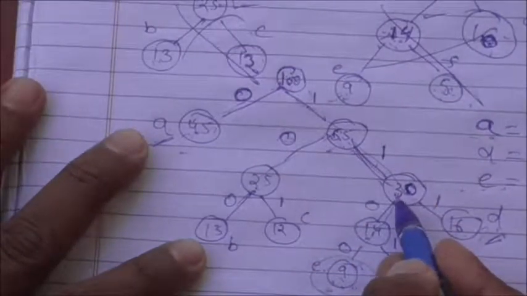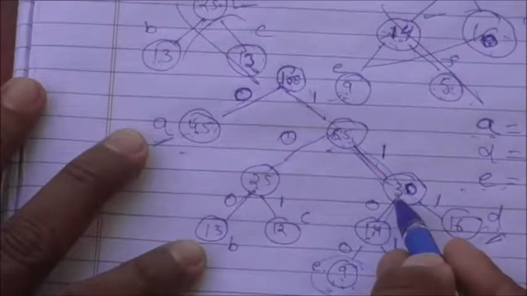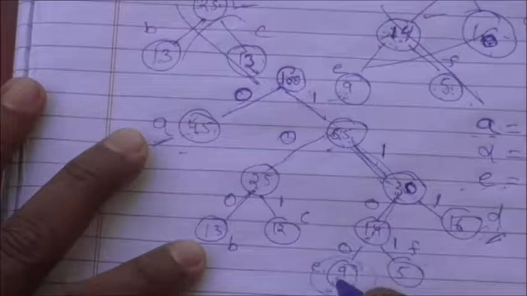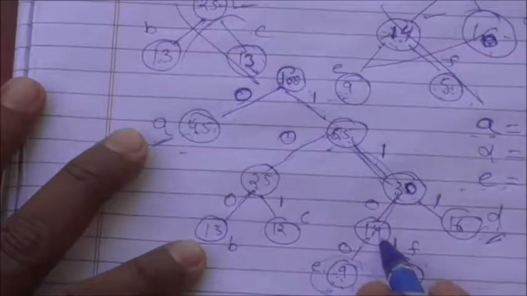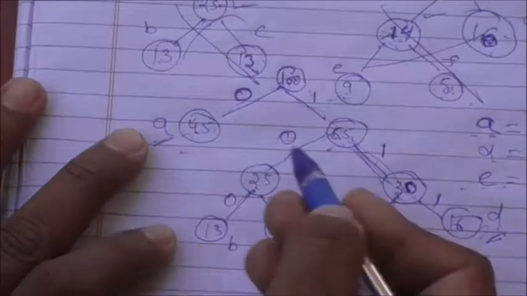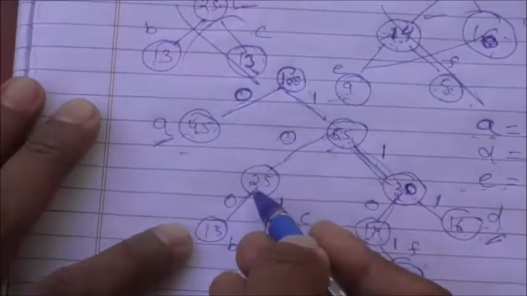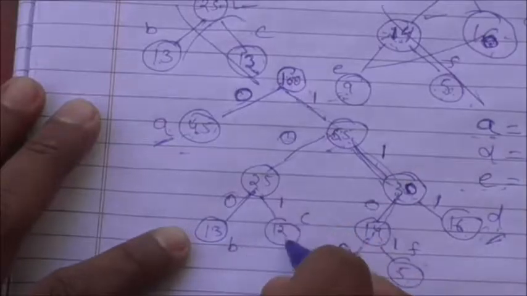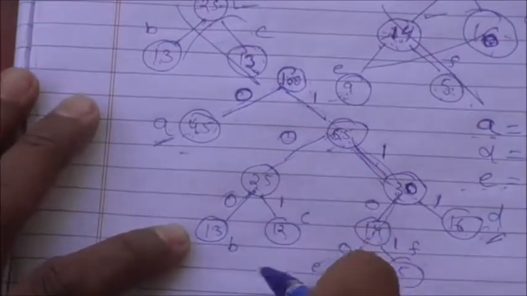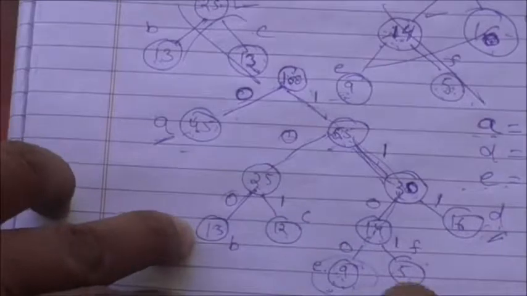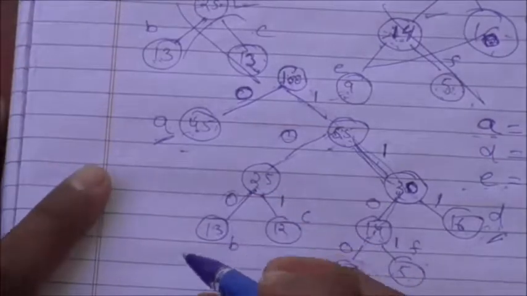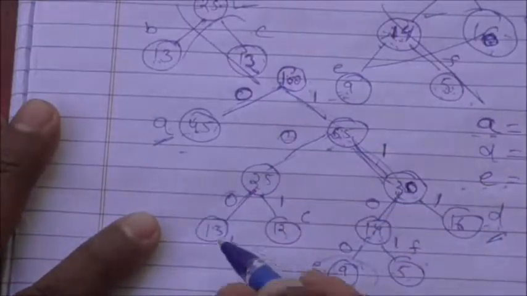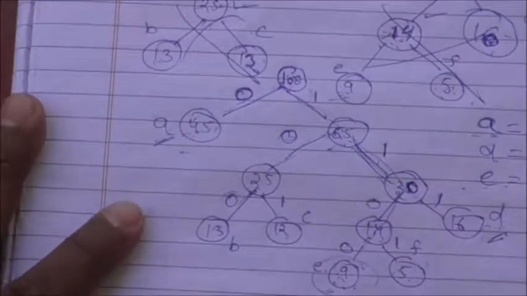And here also when I move to the left child, I will label the edge by 0. When I move to the right child, I will label the edge by 1. Here also when I move to the left child, I will label the edge by 0. When I move to the right child, I will label the edge by 1, right? Here also from this node, when I move to the left child, I will label the edge by 0. When I move to the right child, I will label the edge by 1, right? So after labeling all the edges, I have to find the codes for characters.